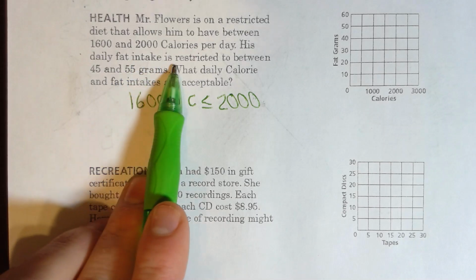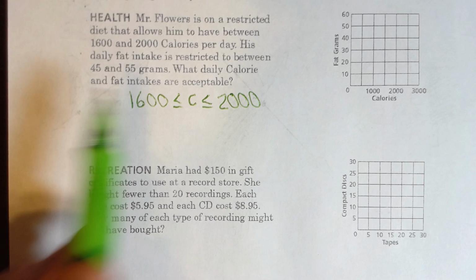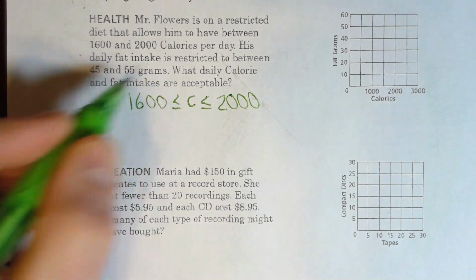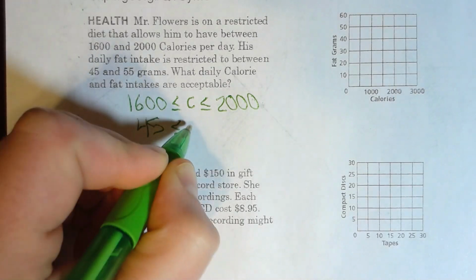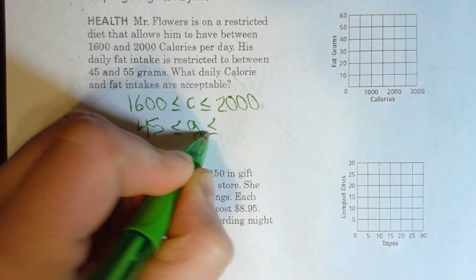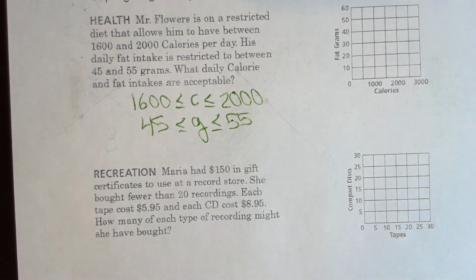His daily fat intake is restricted to between, oh my gosh, there's that word again, 45 and 55 grams. So let's do it again. 45 is less than or equal to grams, which is less than or equal to 55. What is the calorie and fat intake that are acceptable?